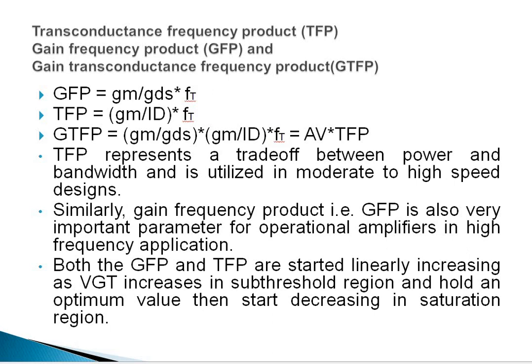The transconductance frequency product represents a trade-off between power and bandwidth, and it is utilized in moderate to high speed design. Similarly, gain frequency product GFP is also a very important parameter for operational amplifiers in high frequency applications. Both the GFP and TFP linearly increase as VGT increases in the subthreshold region and hold an optimum value, then start decreasing in the saturation region. This means if you increase the gate overdrive voltage, first GFP and TFP start increasing, and after that they hold an optimum value and then start decreasing in the saturation region.